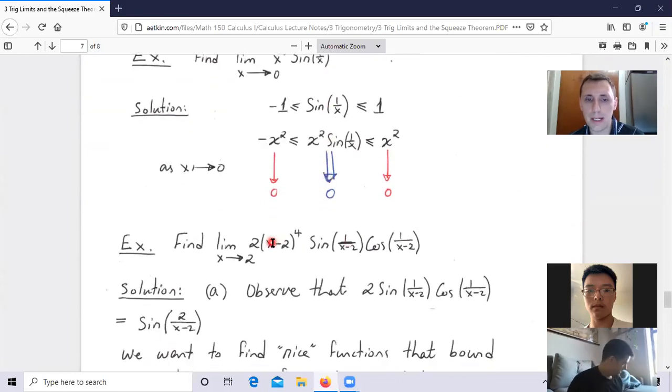You see what happens here, guys? It's because this sine and this cosine, what are they contributing? They're just jumping wildly between -1 and 1 and everything in between. But this part is dragging everything to 0. 2 times (x minus 2) to the fourth is decreasing the amplitude.